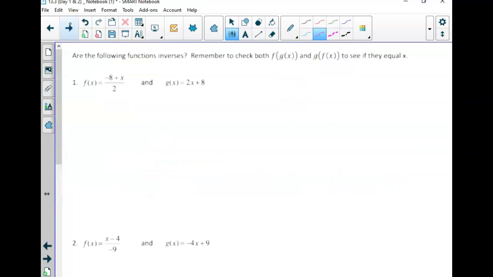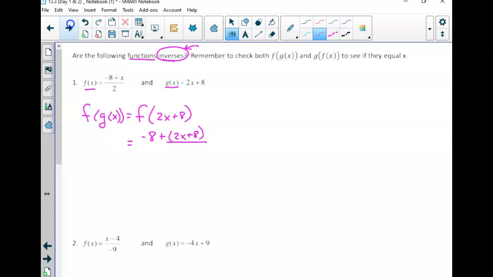A couple examples we're going to run here. Are the following functions inverses? Notice they are both in function form, so I know they are functions. Are they inverse functions of each other? Well, I need to find what f of g of x is to find that out. So I'm going to take my f function here, and I'm going to plug my g into it, which means f is negative 8 plus, now I got to put my 2x plus 8 in there, and that all gets divided by 2.